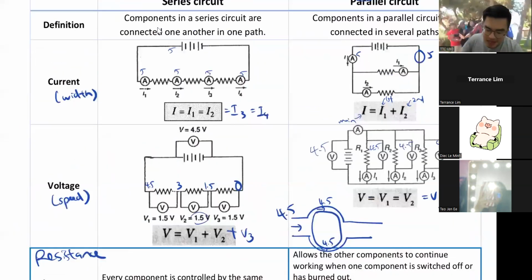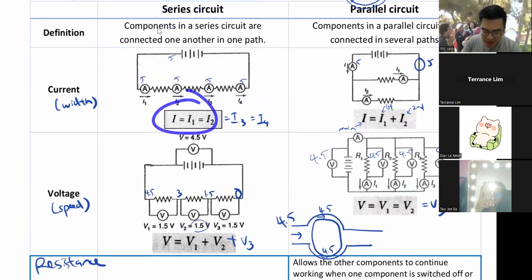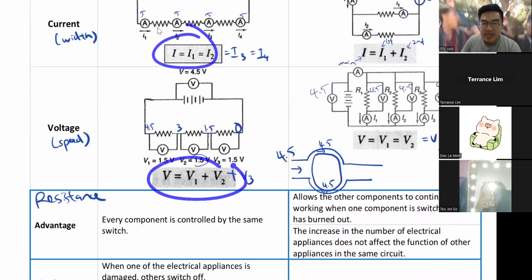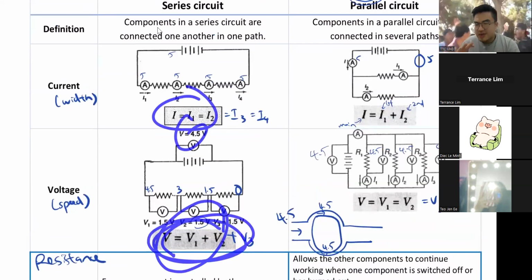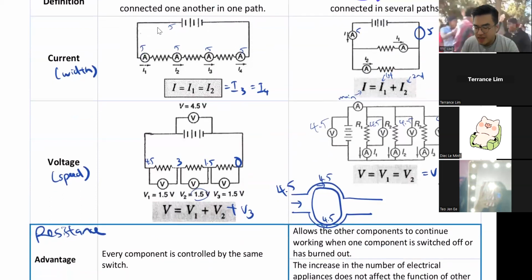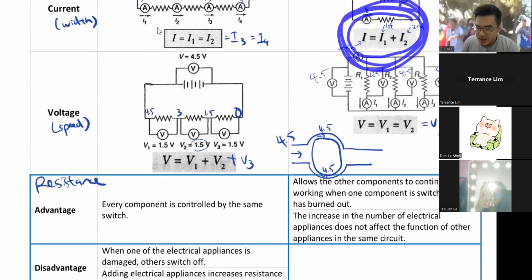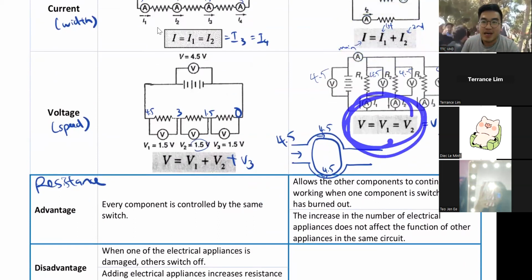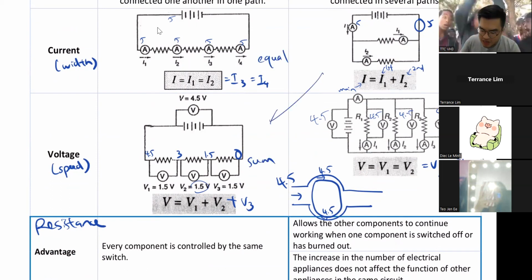So guys, can you see something? Series circuit, width is the same. Speed is adding. Total speed is by all the speeds adding together. On the opposite, parallel circuit is your width adding all together, and then your speed is the same everywhere. So can you see it's like reverse? This is equal, this is sum. This is sum, this is equal. It's like opposite of each other.